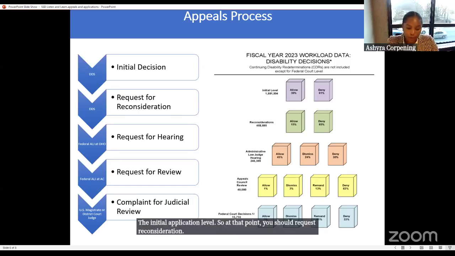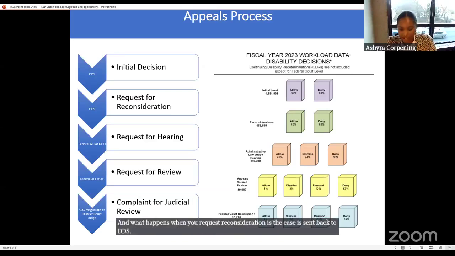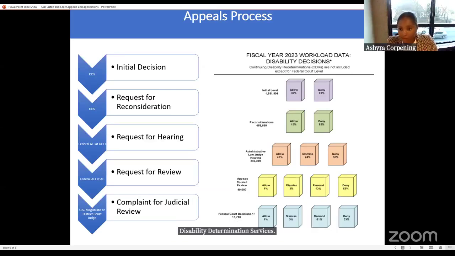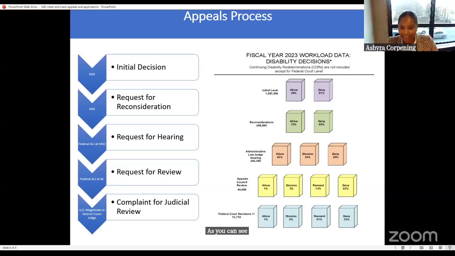And what happens when you request reconsideration is the case is sent back to DDS, Disability Determination Services, and different people from the first time are going to review your medical evidence and make a new decision. As we can see, they usually still deny it. 85% of the time, DDS says, no, we're still going to deny.